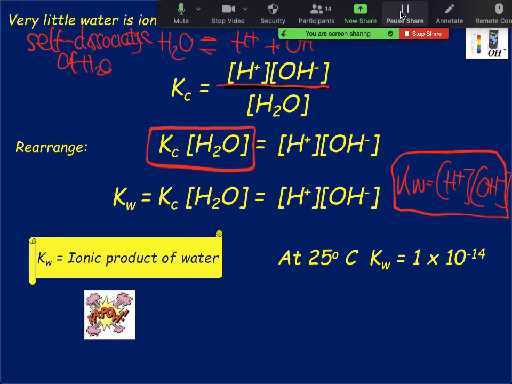So there is a number for this, and that number will have significance in a minute. So you have the gap for it. It says Kw is the ionic product of water, and at 25 degrees it is 1 by 10 to the minus 14.